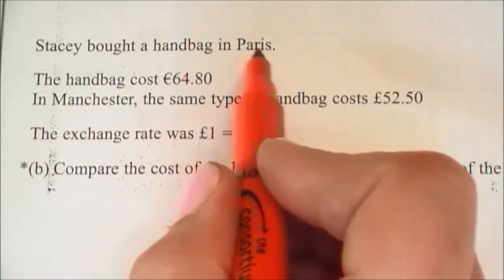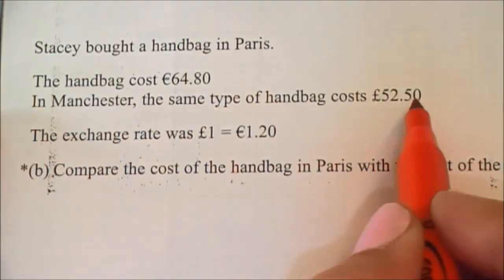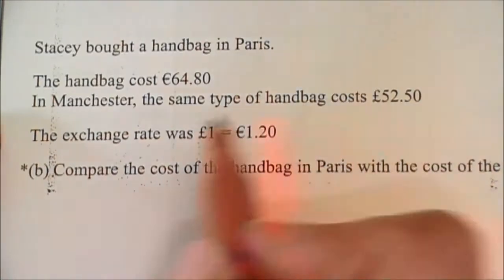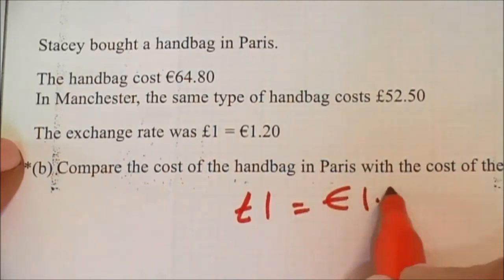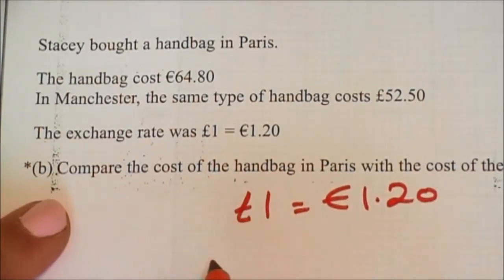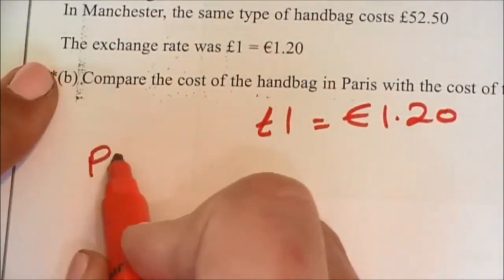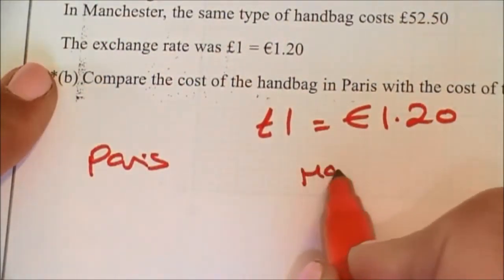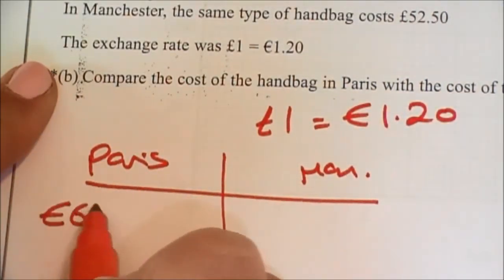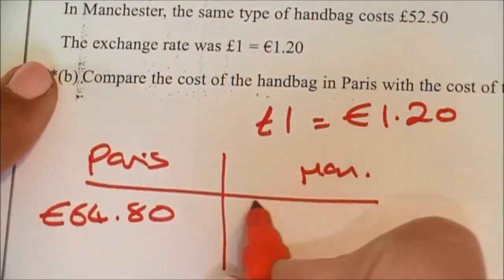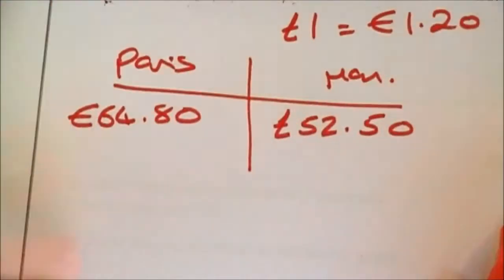The next part, Stacey bought a handbag in Paris, which cost €64.80. In Manchester, the same type of handbag cost £52.50. The exchange rate was £1 is €1.20. Compare the cost of the handbag in Paris with the cost of the handbag in Manchester. So I'm comparing Paris to Manchester. In Paris, it's €64.80, and in Manchester, it was £52.50.